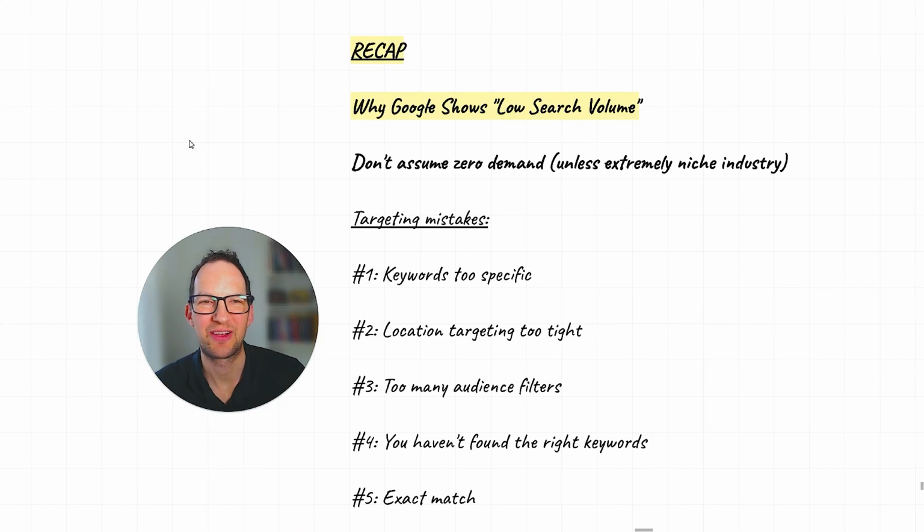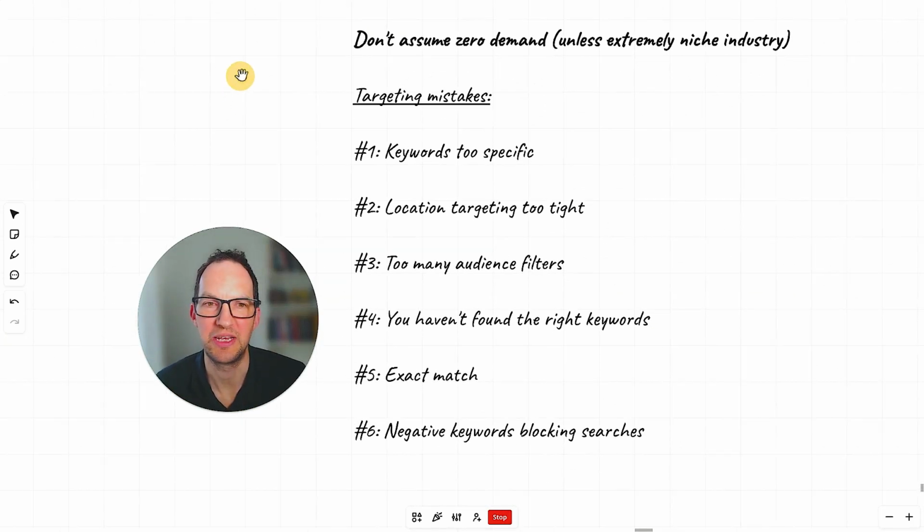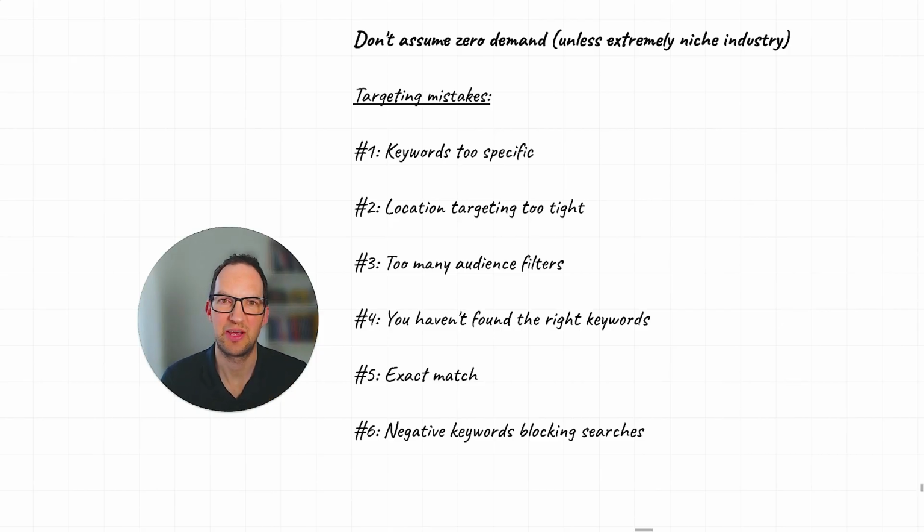Let's just do a quick recap as to why you're getting the low search volume status in your Google Ads. Firstly, don't just assume that there's zero demand unless you have an extremely niche industry or you're in a very small town. It's more likely to be a targeting mistake or the way your account is set up. So number 1 reason is the keywords are just too specific. Use some more variety in your keywords, make them a little bit broader. Number 2 is that the location targeting is too tight. So if you're just targeting a suburb or a very small town, you might want to broaden it to a wider area if you can.